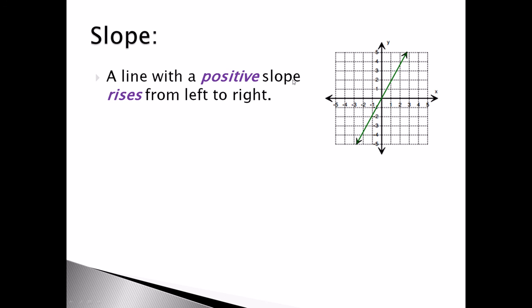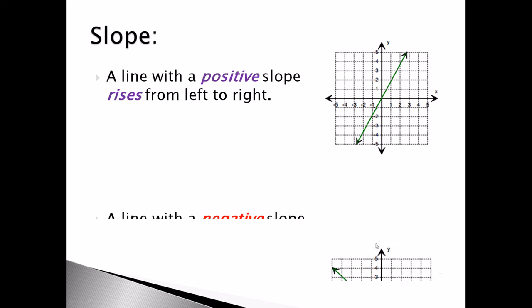A line with a positive slope rises from left to right. And so this is information you need to know. We read graphs from left to right. So if I'm coming along, oh, hey, there's a line, and I go up from left to right, so it has a positive slope.